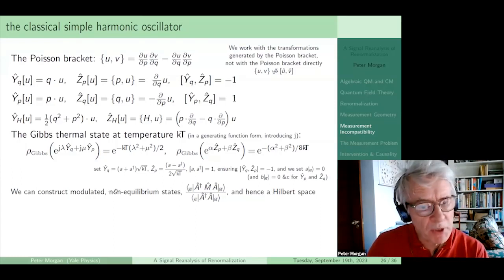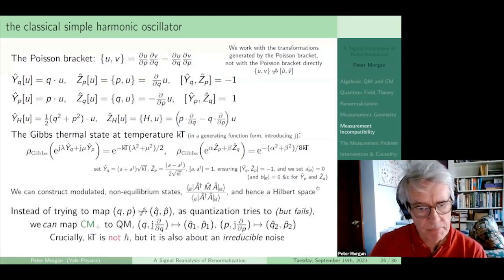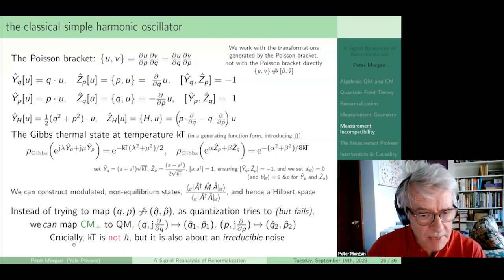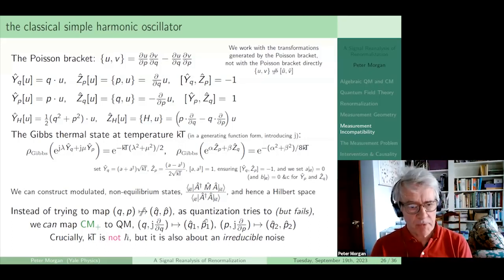So we can construct modulated, non-equilibrium states, just as we can in quantum field theory, but now with the thermal state. And hence we can construct a Hilbert space. So instead of trying to map classical Q and P to quantum Q and P, we can instead map Q and J partial Q to a quantum Q and P because it has exactly the same algebraic structure.